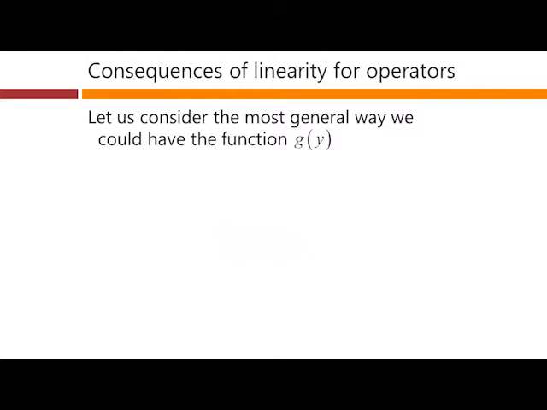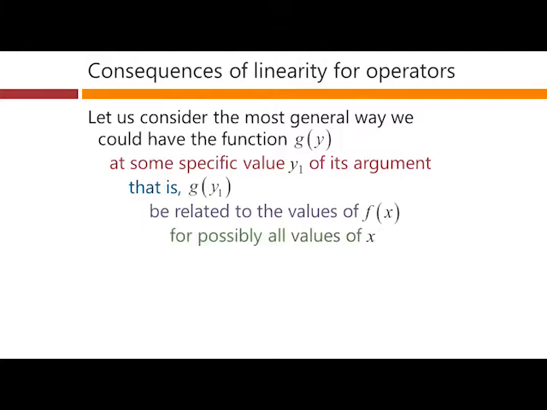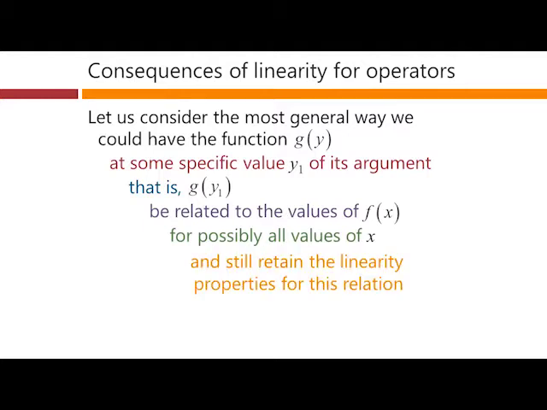Well, let's consider the most general way we could have this function g of y at some specific value y1 of its argument, that is, obviously, g of y1, be related to the values of f of x for possibly all the values of x, and still retain the linearity properties for this relation. So we want to figure this out. What's the most general way we can write this down and still preserve linearity?